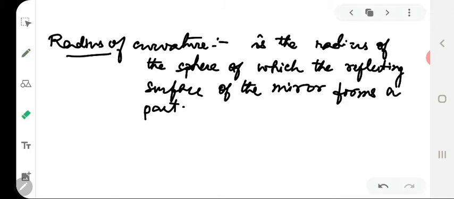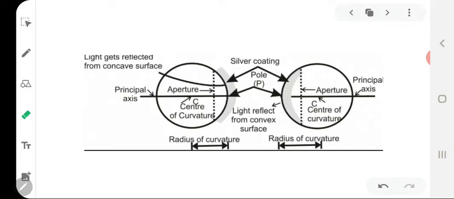So from the figure you can observe the radius of curvature. It is the distance of the center of curvature of a mirror from its pole. This is also one definition for radius of curvature. The distance of the center of curvature of a mirror from its pole is called radius of curvature.